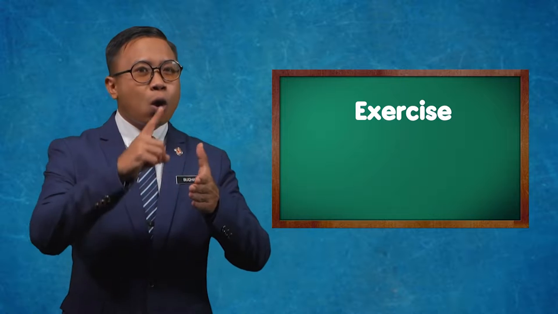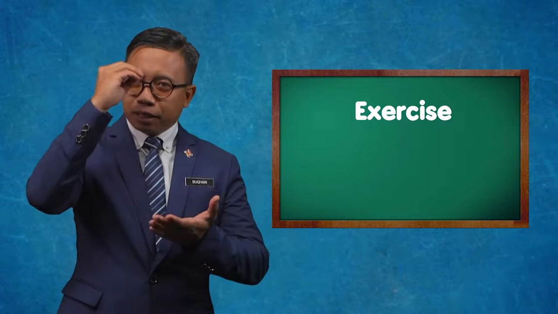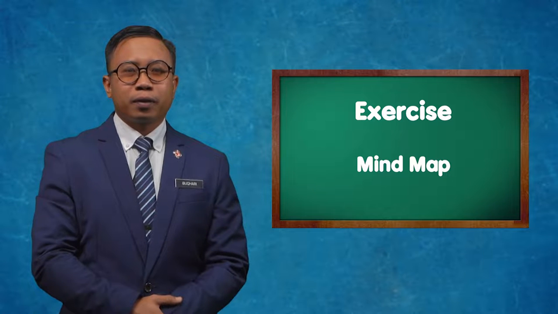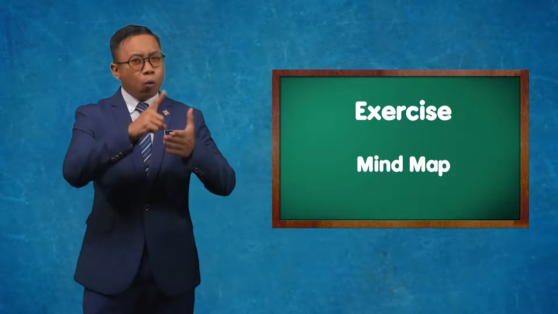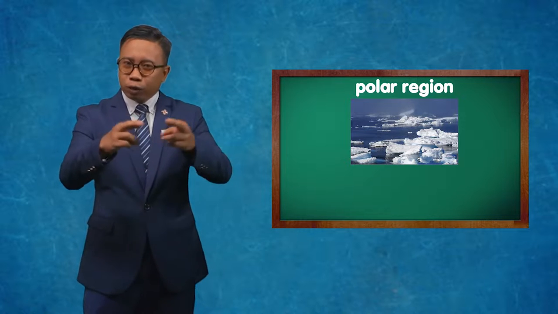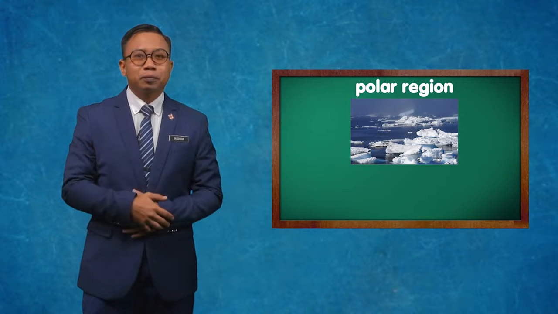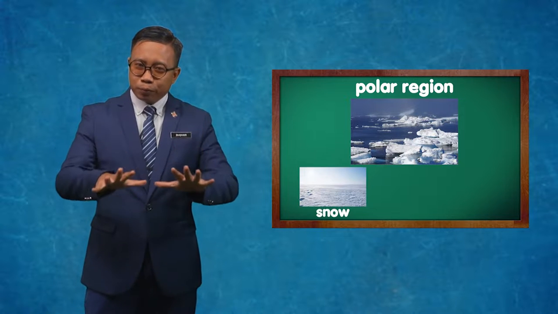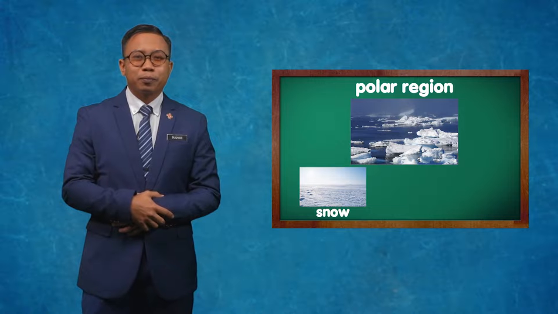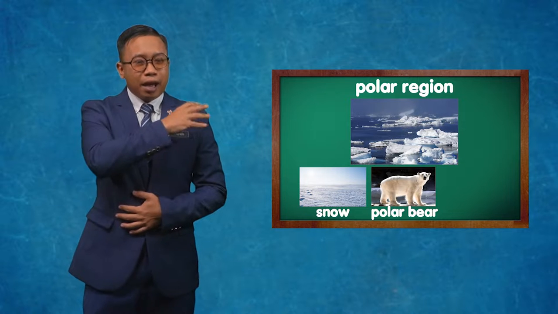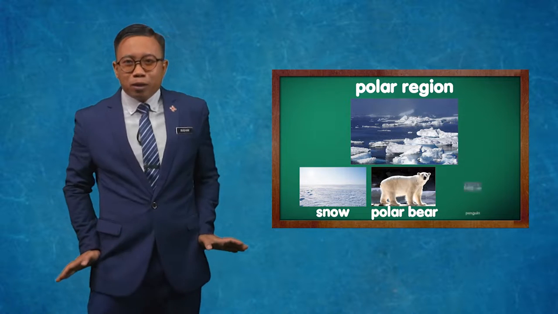Let's discuss what we had learned in this mind map. What can you find in the polar region? Snow, polar bear, and penguin.